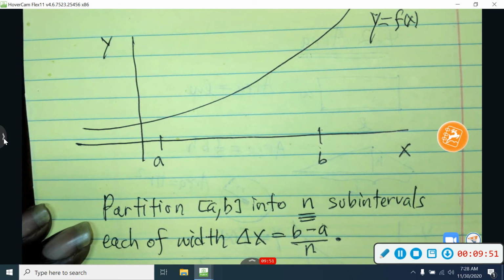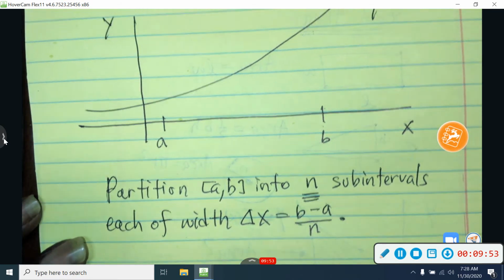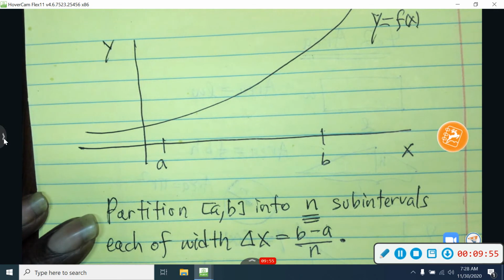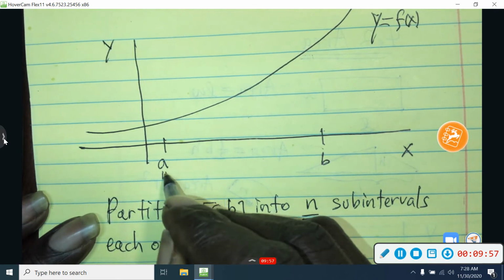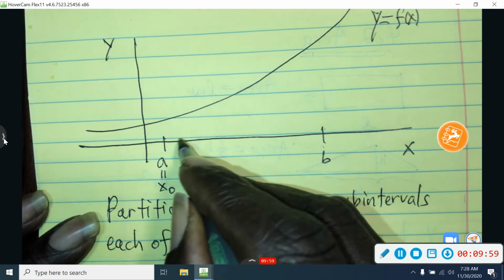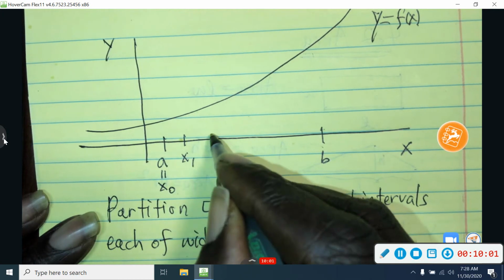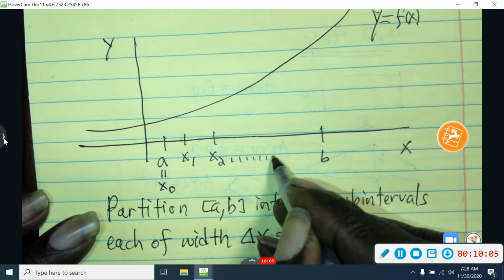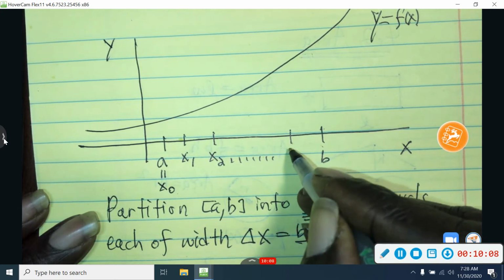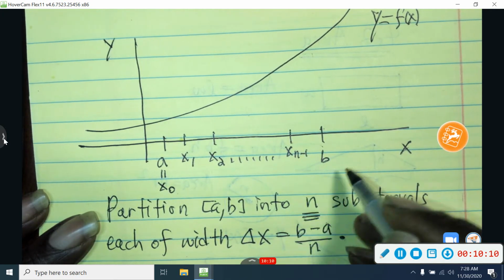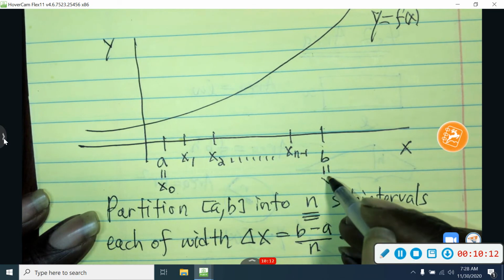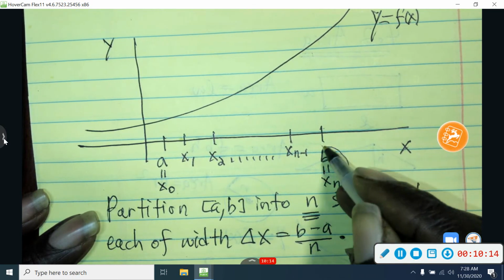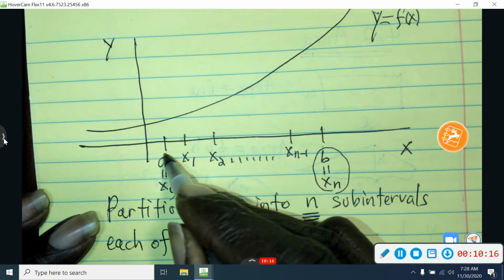Okay, so what would the partition actually look like? Well, I'm going to call the first element x0. Then the next one will be x1. Then the next one will be x2, and etc. And the one before the last one will be xn minus 1. And then the nth one I'm going to call b, xn. So I'm just renaming these.